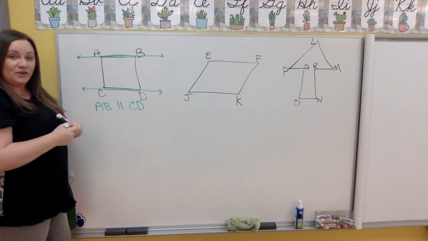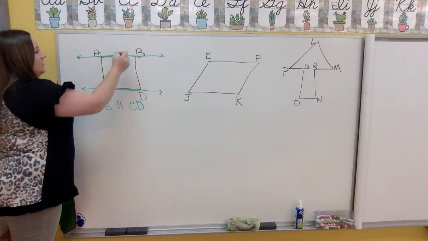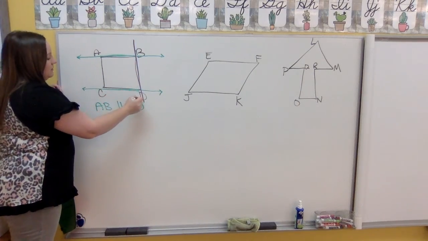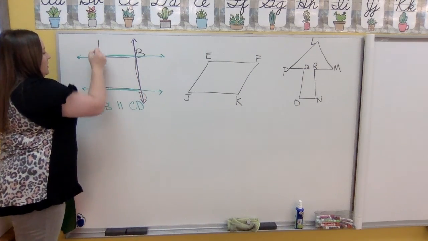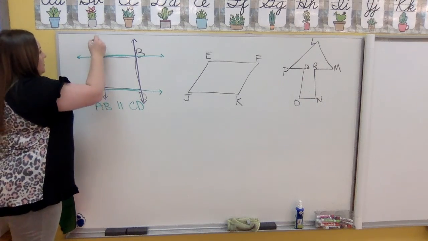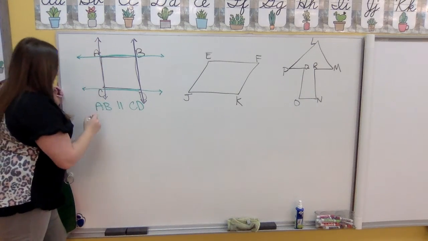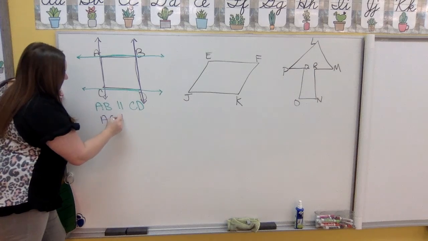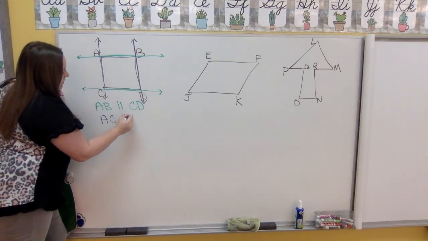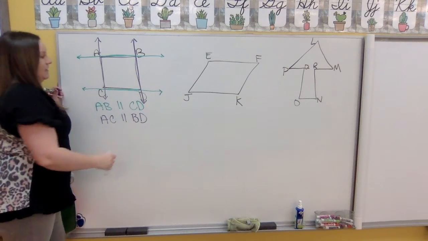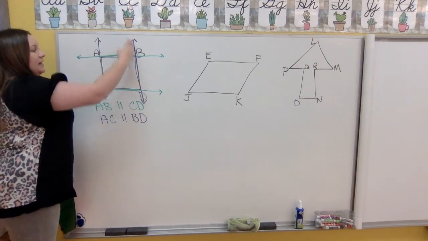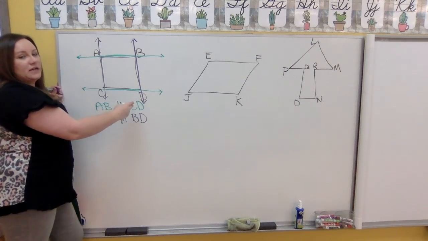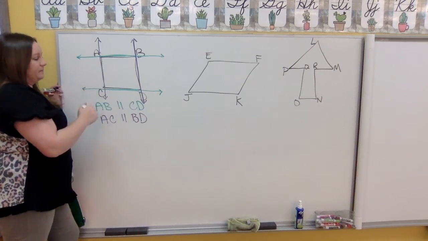This one has another set of parallel lines, right here and right here. So this square, you could also say that AC is parallel to BD, because AC and BD are never going to touch each other, these on this side.